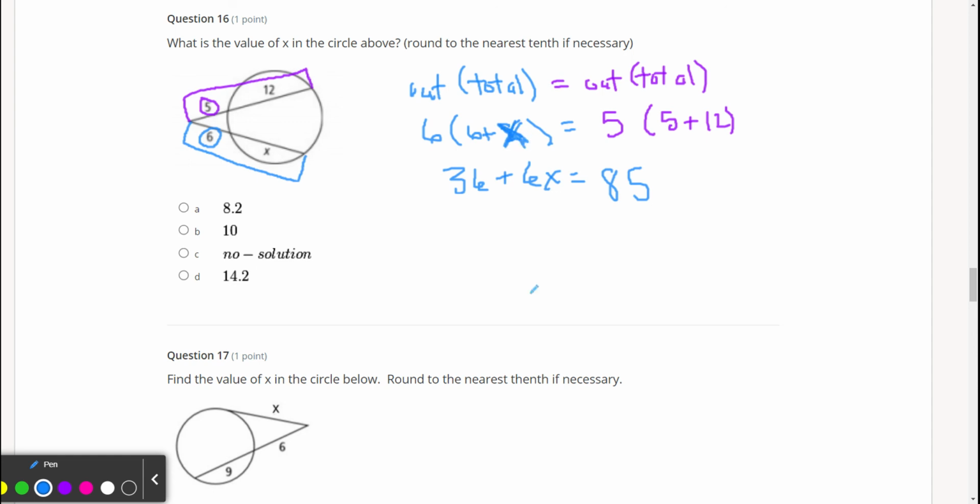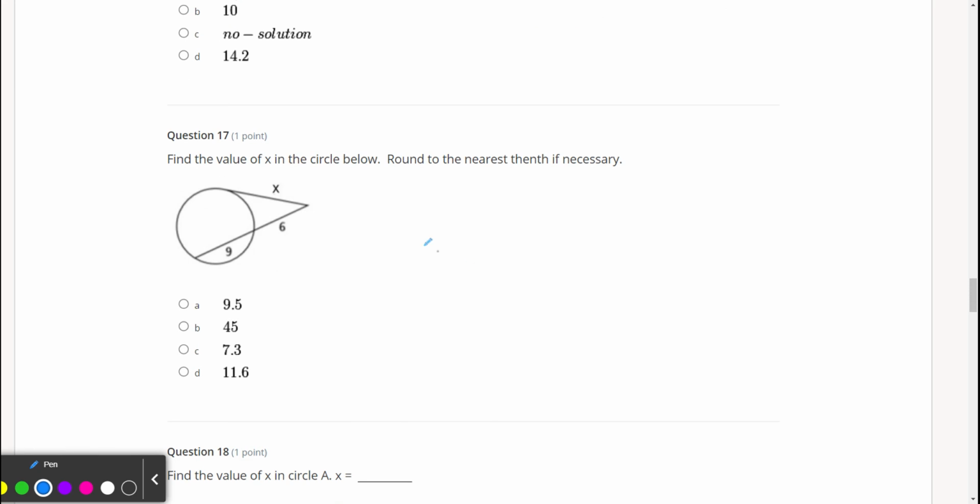Have you gotten to number 17? Yeah. 17 is the same way. It's the outside times the total, and the outside times the total. It just so happens that here the outside and the total are the same thing with the blue. So the outside times the total, wait, hold on. I did it wrong. Equals the outside. That's a 6, right?